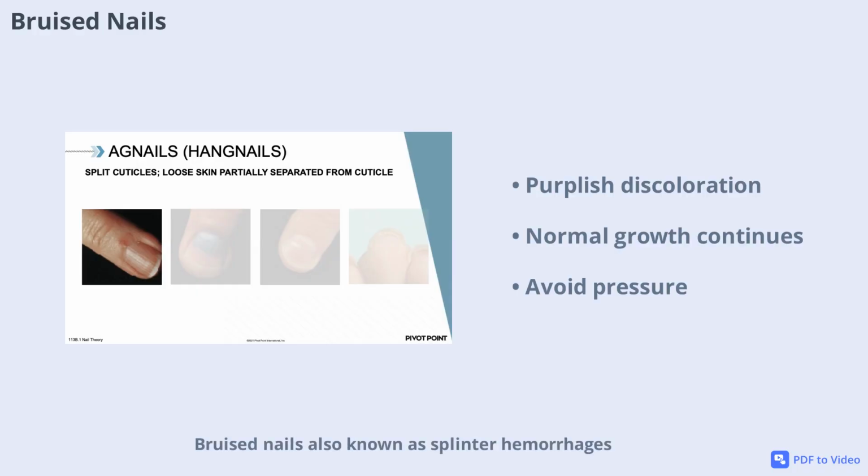Bruised nails, also known as splinter hemorrhages, show dark purplish discoloration under the nail. Normal nail growth continues and the bruised area will grow out with the nail. Avoid applying pressure to the nail plate during care to prevent further injury.